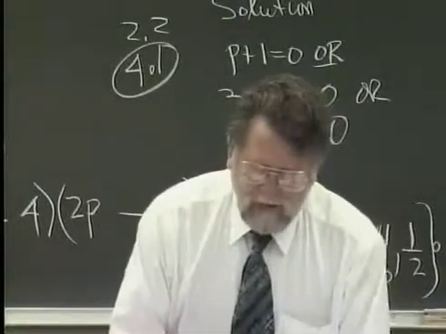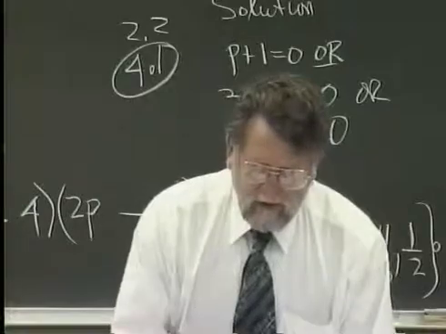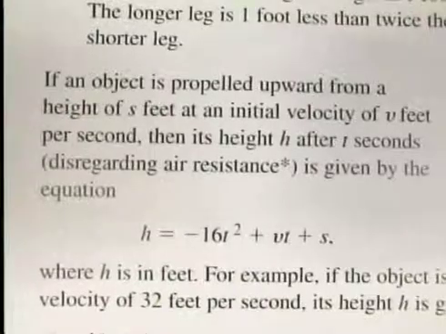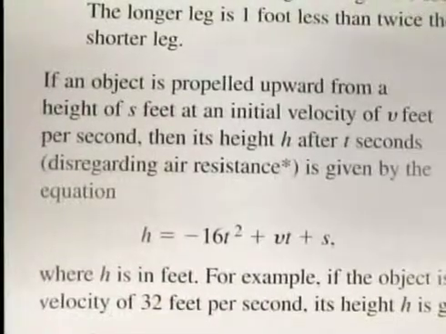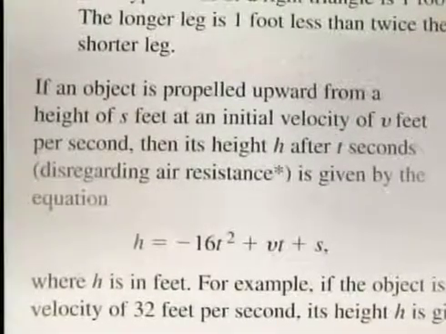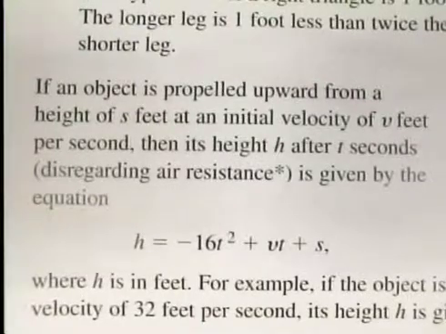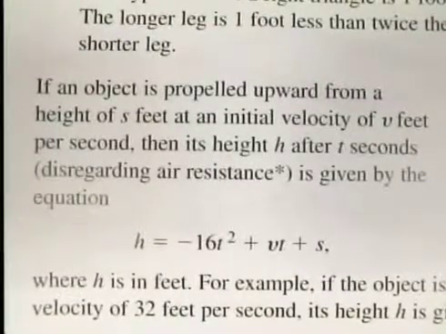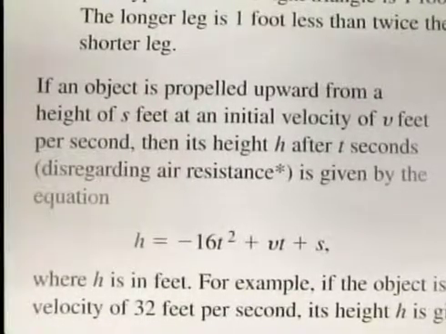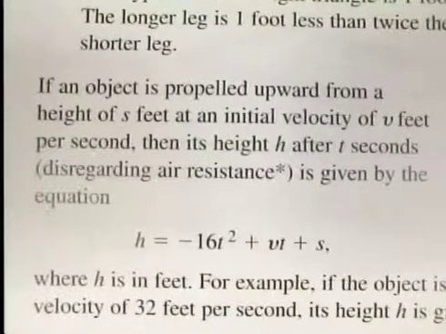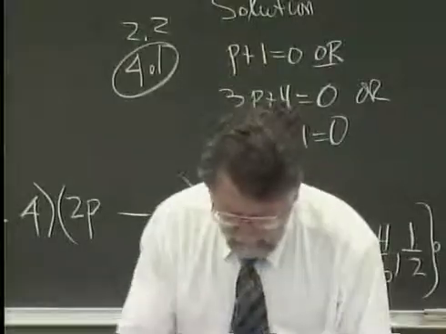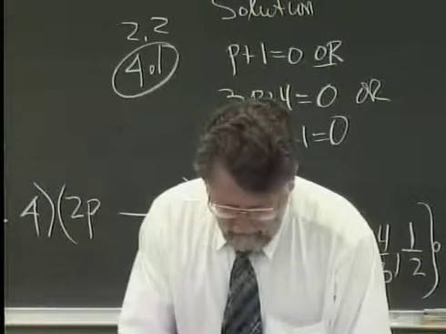Okay. I mentioned to you throwing things into the air. Let's just go to here. An object is propelled upwards from a height of s feet at an initial velocity of v feet per second. I mentioned to you classic physics. Well, here's the equation: h equals minus 16t squared plus vt plus s, where h is how far you're in the air, v is the velocity, and s is the starting height.